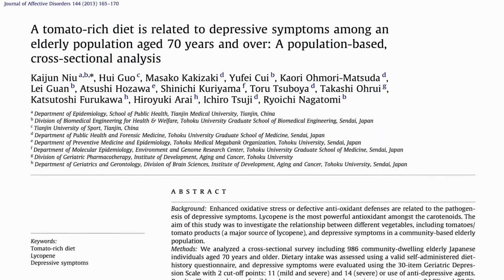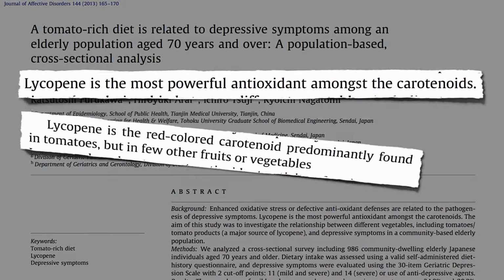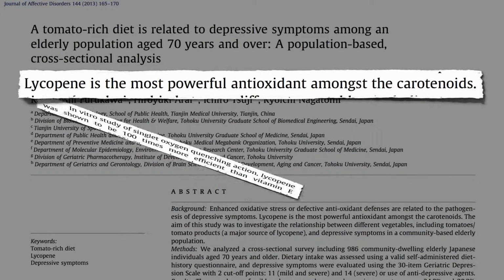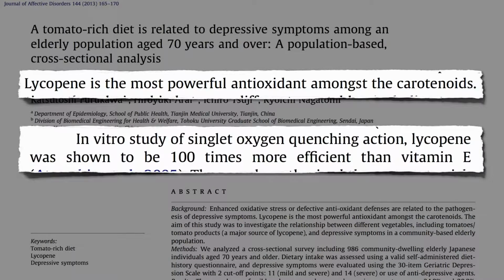Lycopene, the red pigment predominantly found in tomatoes, but also present in watermelon, pink grapefruit, guava, papaya, is the most powerful antioxidant among the carotenoid family. In a test tube, it's about 100 times more effective at quenching these free radicals than vitamin E, for example.